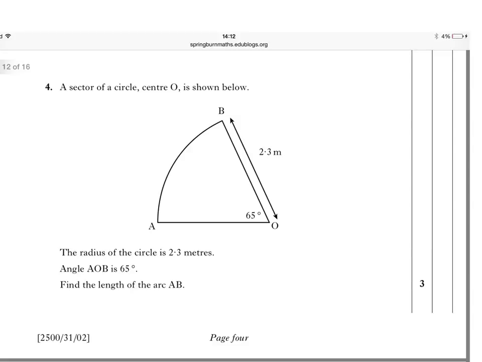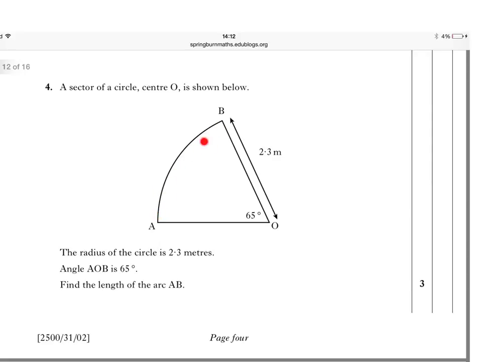Section 15, question 1. A sector of a circle, centre O, is shown below. The radius of the circle is 2.3 metres. The angle AOB is 65 degrees. Find the length of the arc AB.